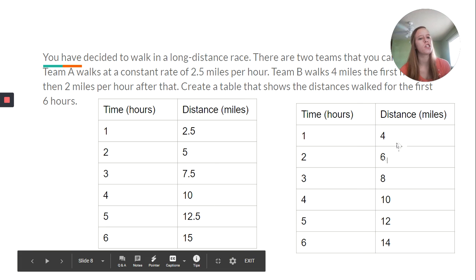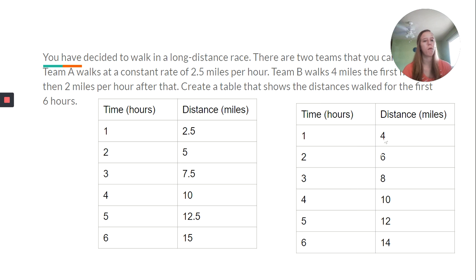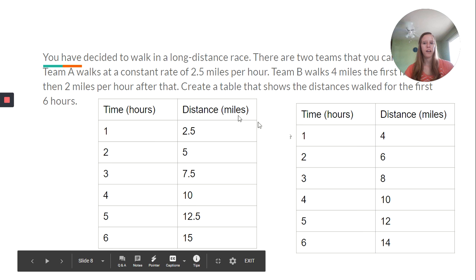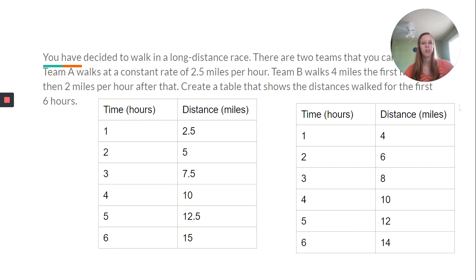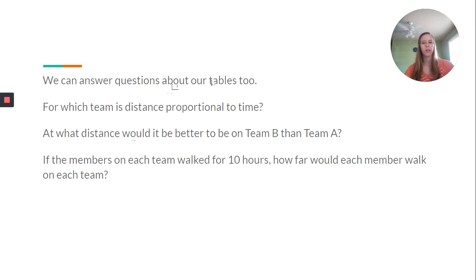This one we have to add 2 to each one. So they walked 4 miles the first time, but then after 2 hours they had only walked 6, 8, 10, and so on. Okay, so we created our table that shows the distances for the first 6 hours. Now we can answer questions about the table.